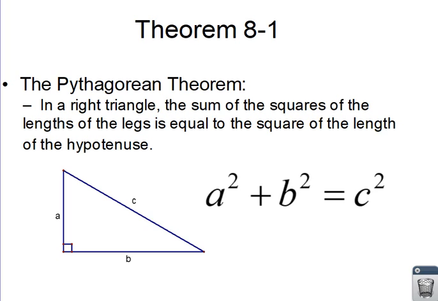Alright, the Pythagorean Theorem, this is the big idea for the day. If you take the sum of the squares of the legs of the triangle, then it's equal to the square of the length of the hypotenuse. And we kind of saw this on the computer activity that we did the day before.